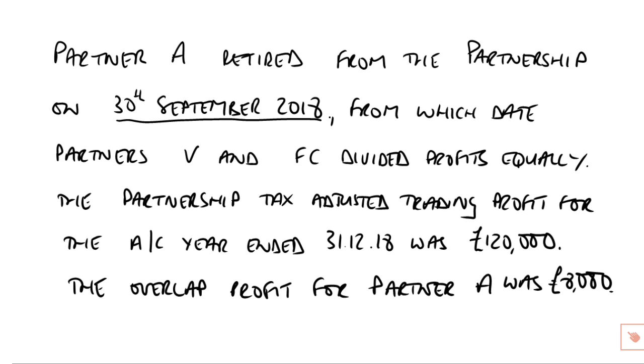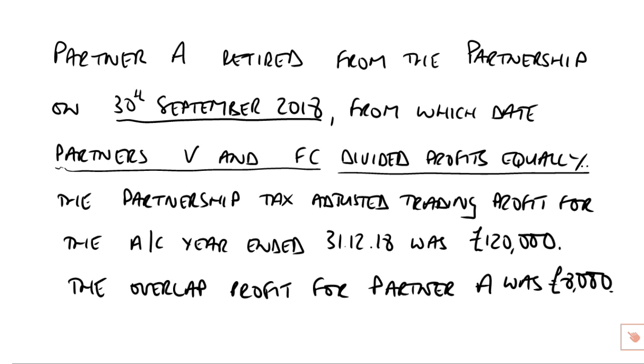So here he's retired from the partnership on the 30th of September 18, from which date the two remaining partners, that of course being V and FC, very, very simple. They just divided profits equally. So no salaries, no interest on capital, and a profit sharing ratio of 1 to 1.